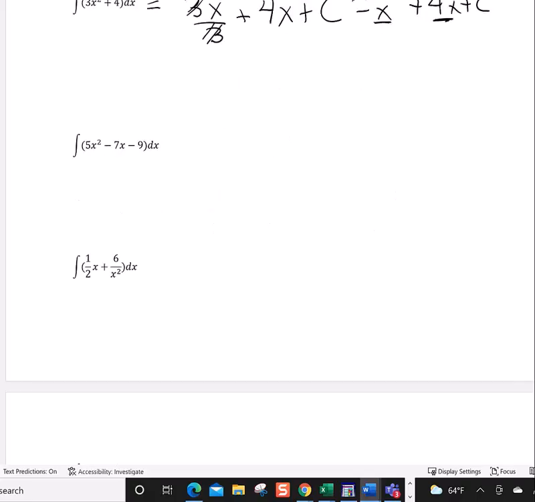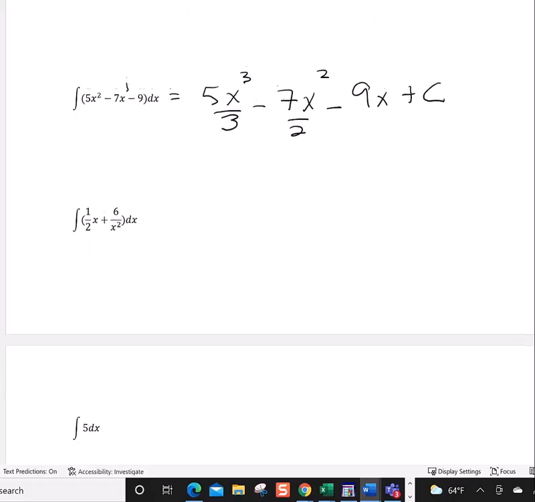Let's do one where the numbers aren't as pretty. So I have the integral of 5x squared minus 7x minus 9 dx. So I have the 5x squared. I'm going to increase the power to 3, divide by 3. 7x, I'm going to go from power 1, and you may want to write that in there because this is new. Power 1 goes to power 2, divide by 2. The 9 becomes 9x, and then you have plus c. So I have 5x cubed over 3 minus 7x squared over 2 minus 9x plus c. That's perfect. Leave it alone.